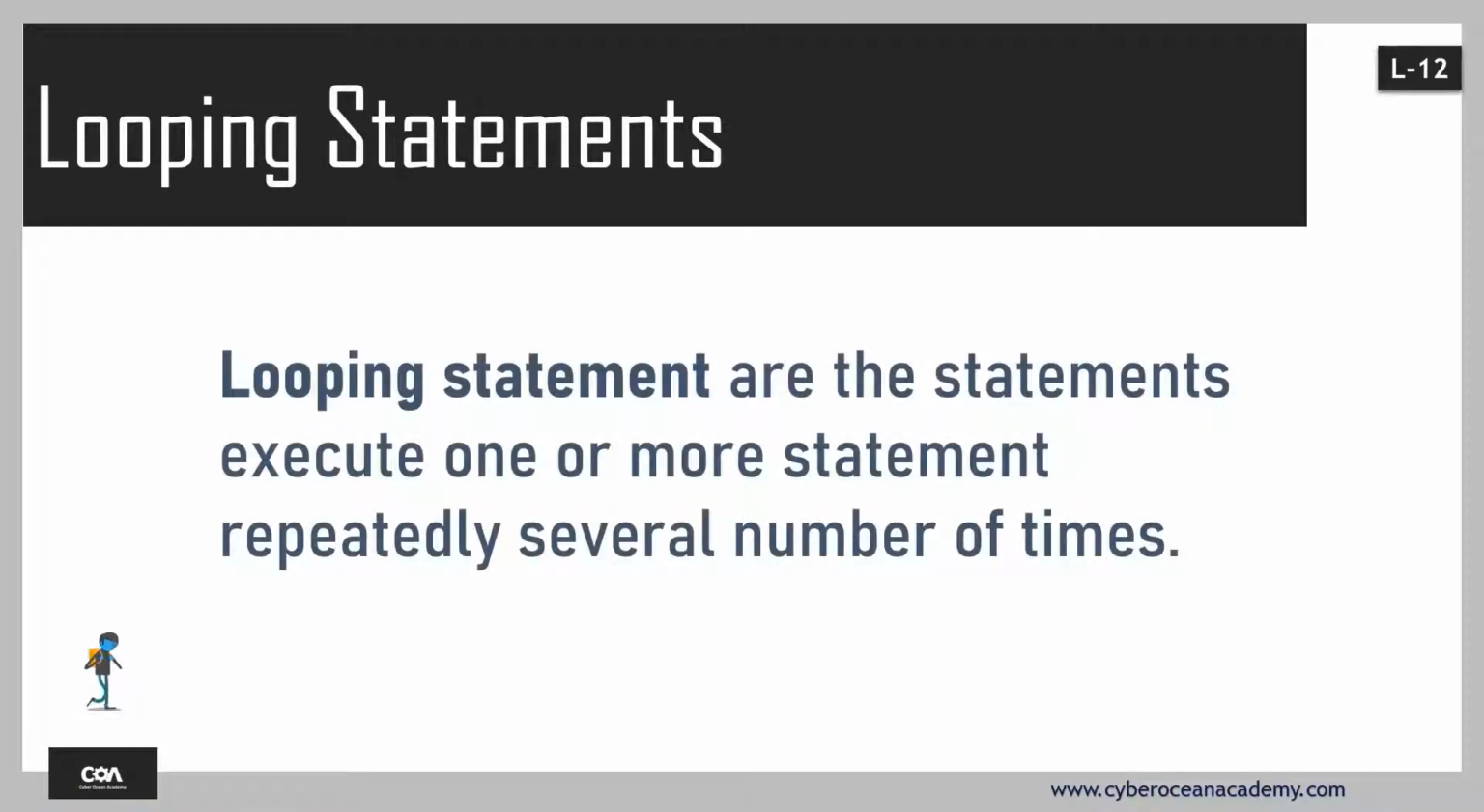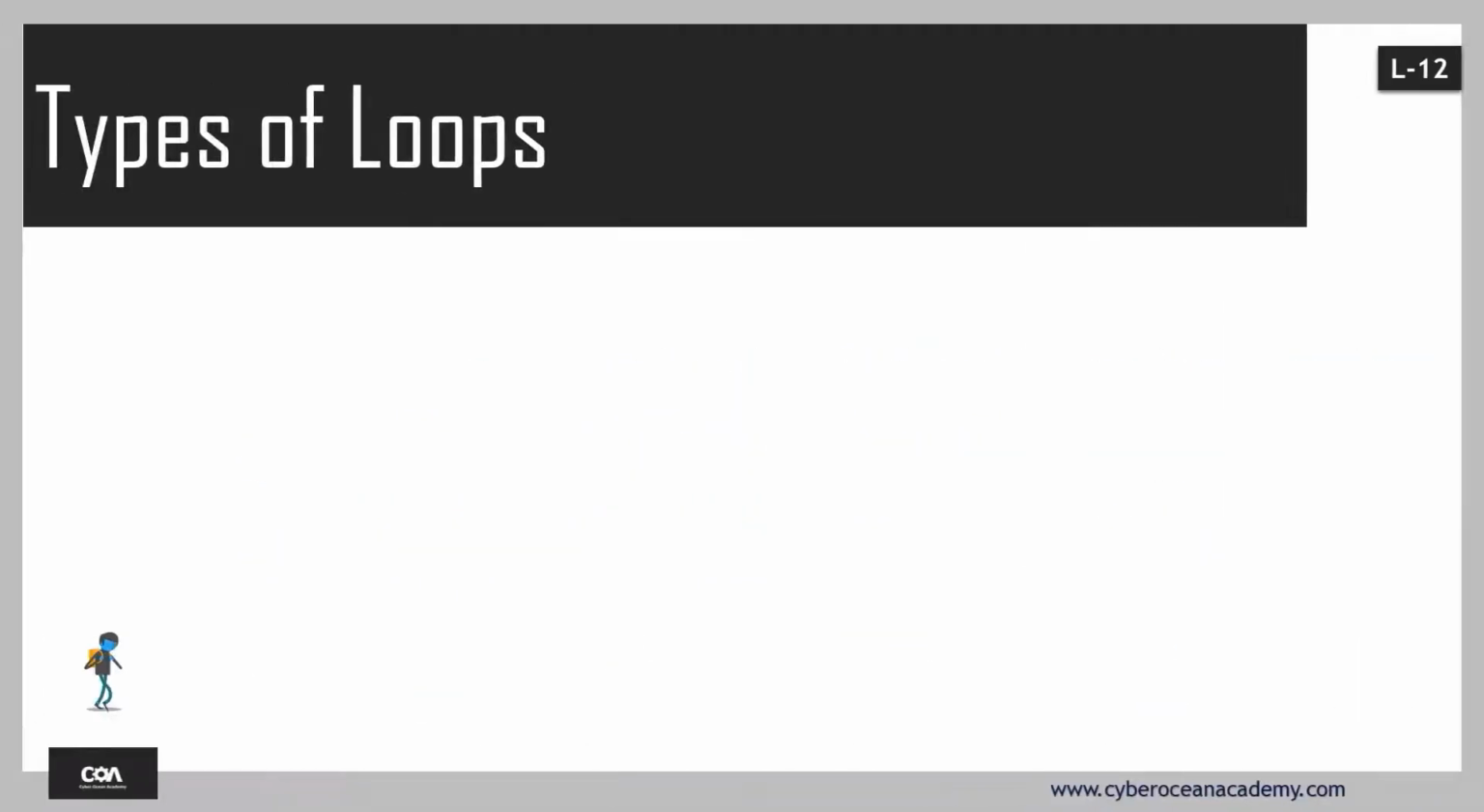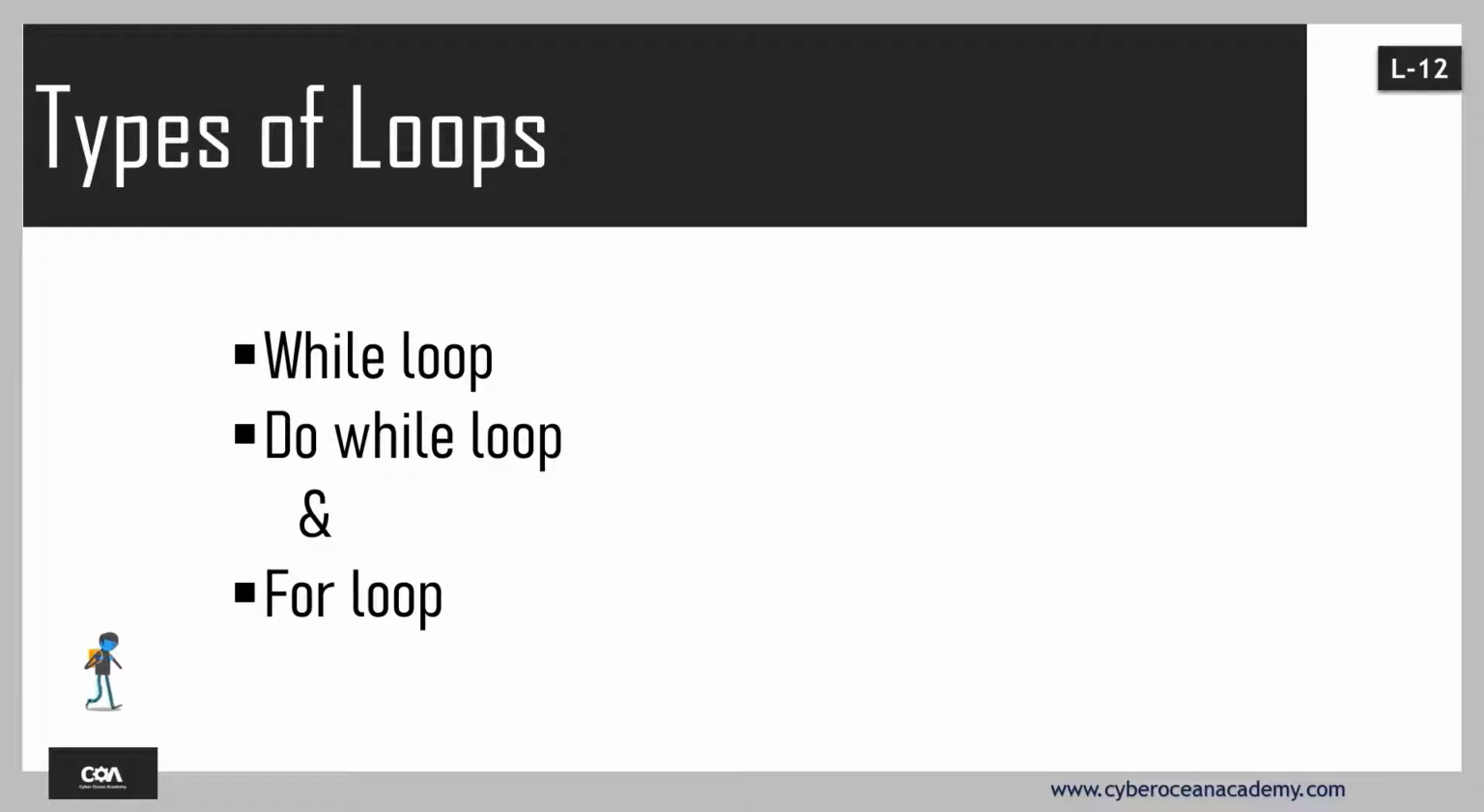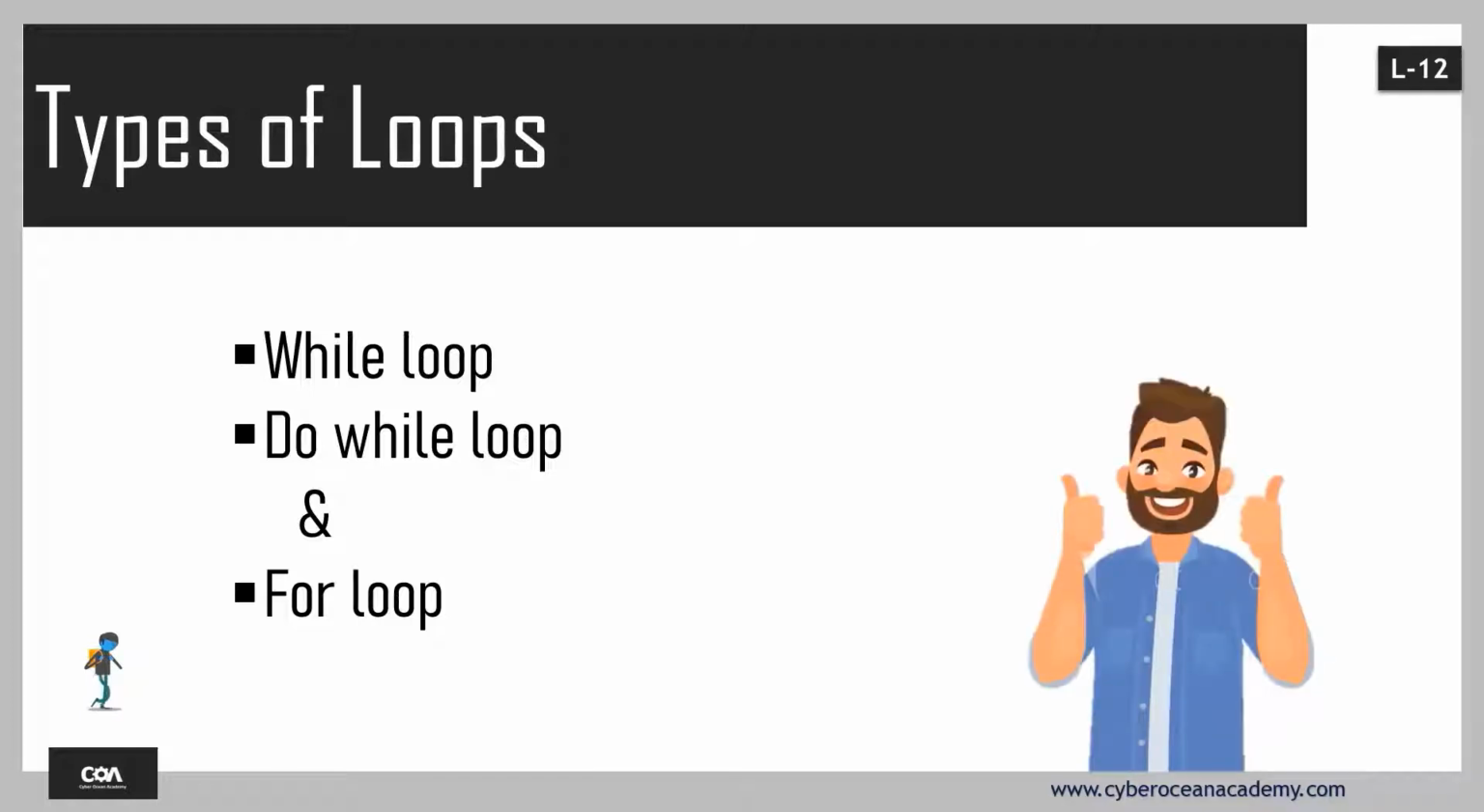Basically, looping statements execute one or more statements repeatedly, several number of times, whereas conditional statements execute a statement only one time. That is the basic difference between a looping statement and a conditional statement. There are three types of loops in C programming: while loop, do while loop, and for loop. The while loop and for loop are entry control loops, and the do while loop is an exit control loop.